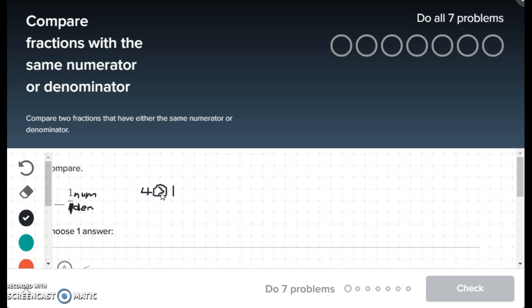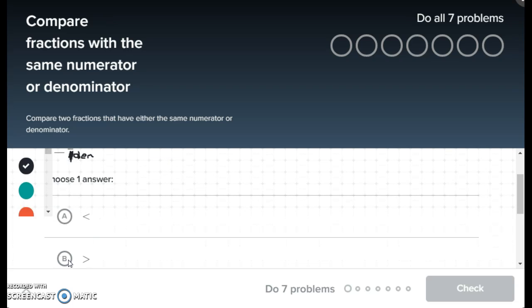Think of it as an alligator. An alligator would like to get the biggest number, or the biggest amount, as some might say. So, the greater sign would be here.